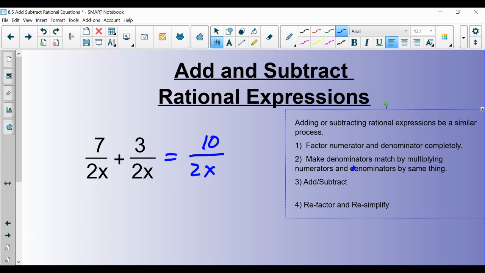This actually can be simplified. The 10 over 2 is like a fraction. That will just simplify to 5 over 1, or 5 over x. 7 over 2x plus 3 over 2x is just 5 over x.